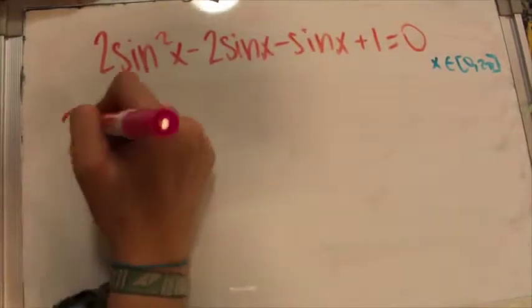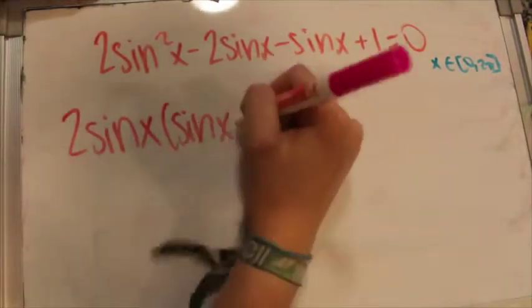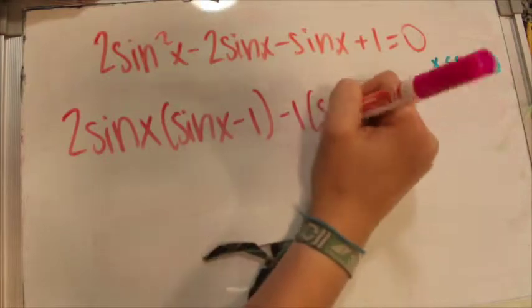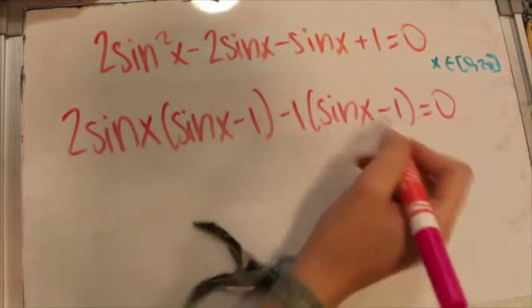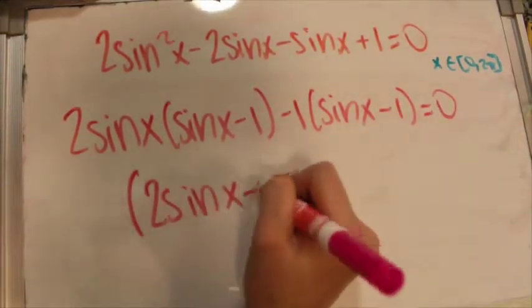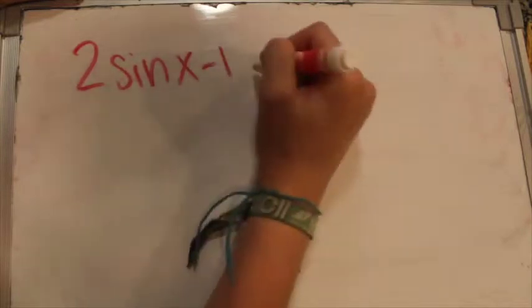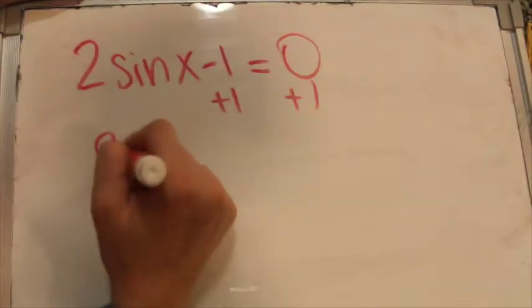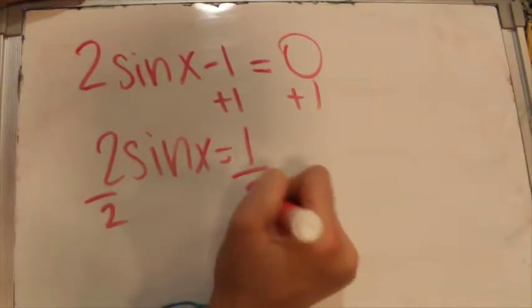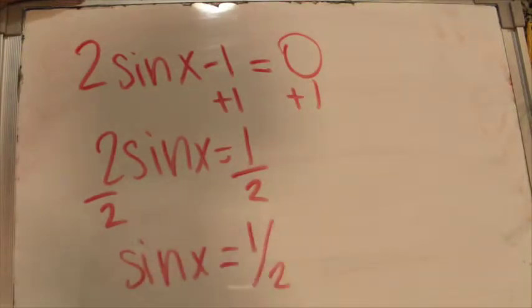So now we simply factor. Just take a 2 sine x out, and we end up with this. And here we're going to take a minus 1 out, and we end up with this. So as we continue to try and solve for x, we're going to set one of our groups that we factored to 0. And we end up with sine x is equal to 1/2.